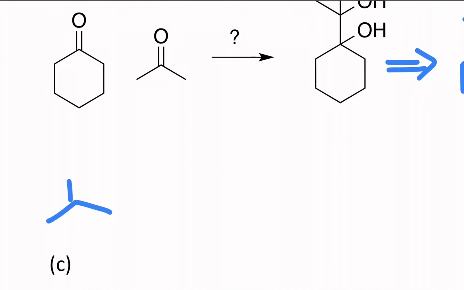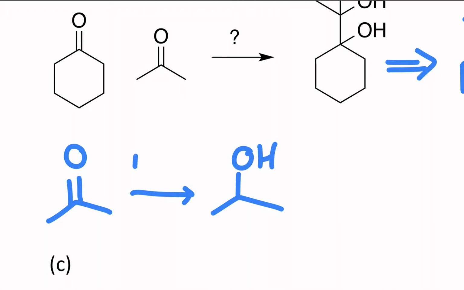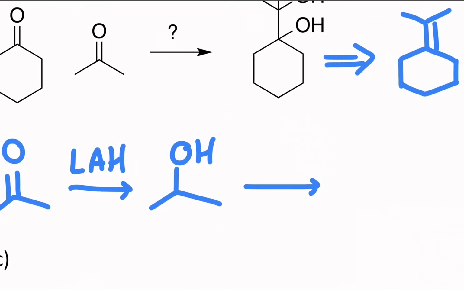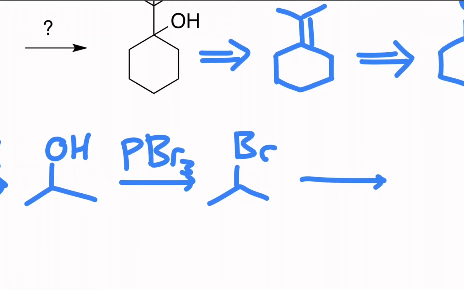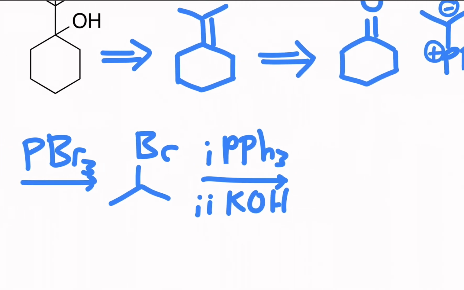Starting with this ketone, we want to turn this into isopropanol. You can do that with a reducing agent, LAH or sodium borohydride. And then to turn that into a secondary bromide, use PBr3. Now you're set up to do the Wittig reaction, or make the Wittig reagent: triphenylphosphine, followed by a base. That'll give you the ylide.